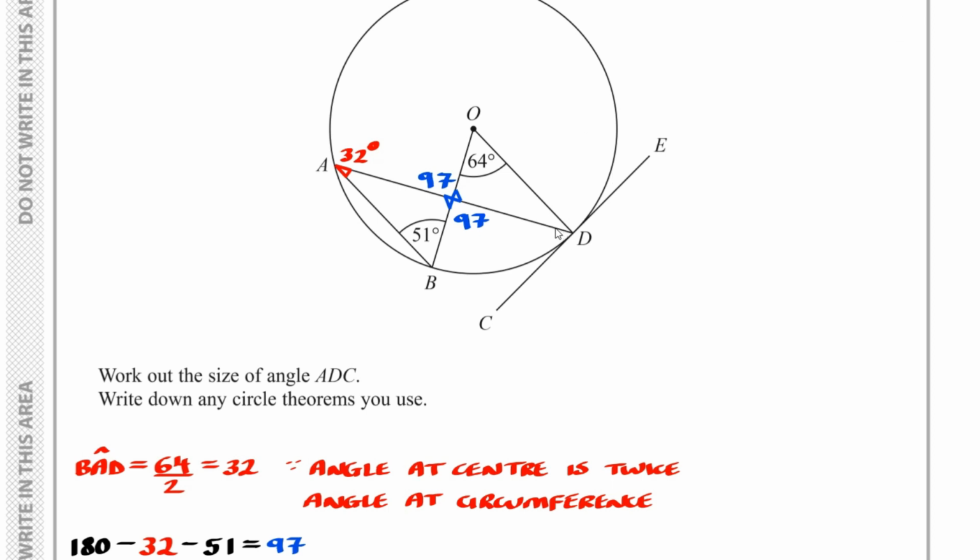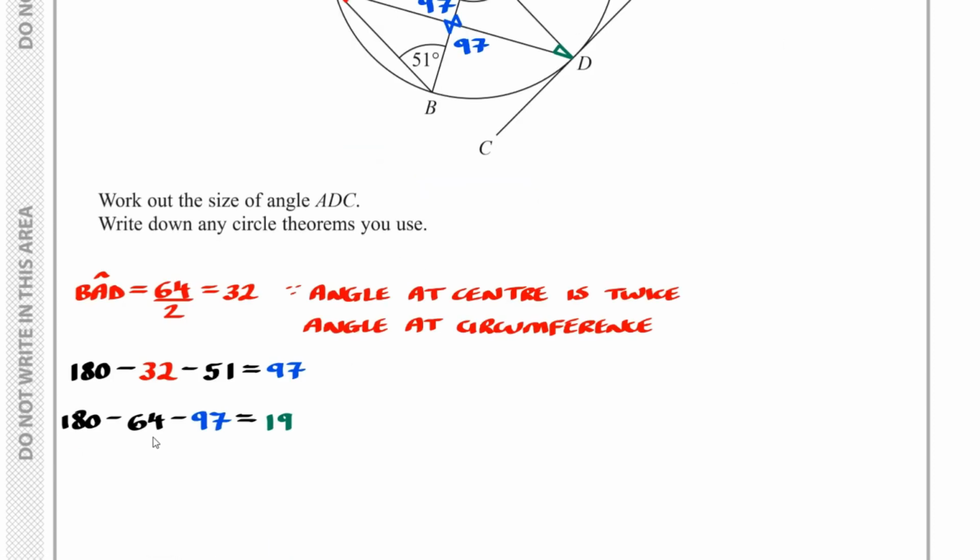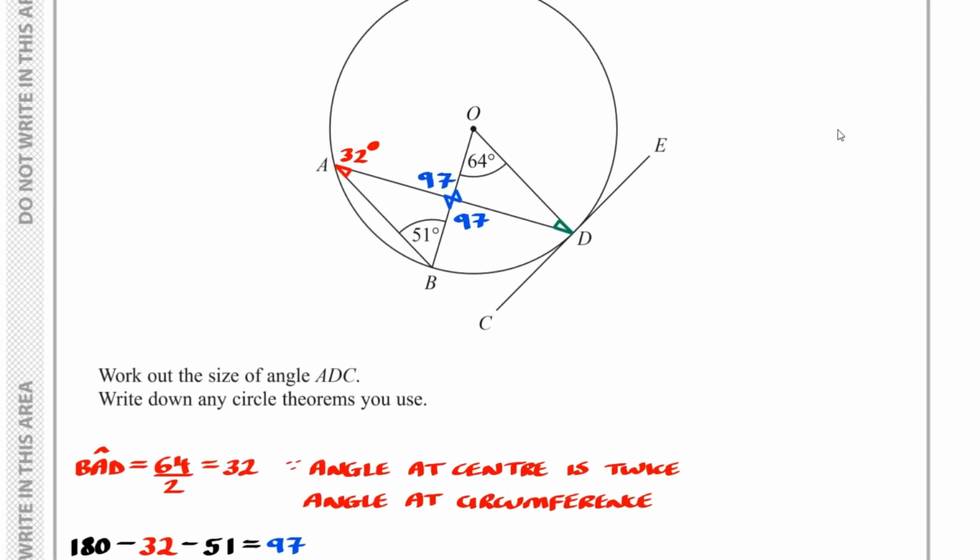And now we can find out what this angle here is, again based upon the fact that we've got angles in a triangle summing up to 180. If I do 180 subtract 64 subtract 97, I get 19. So this angle here is 19.